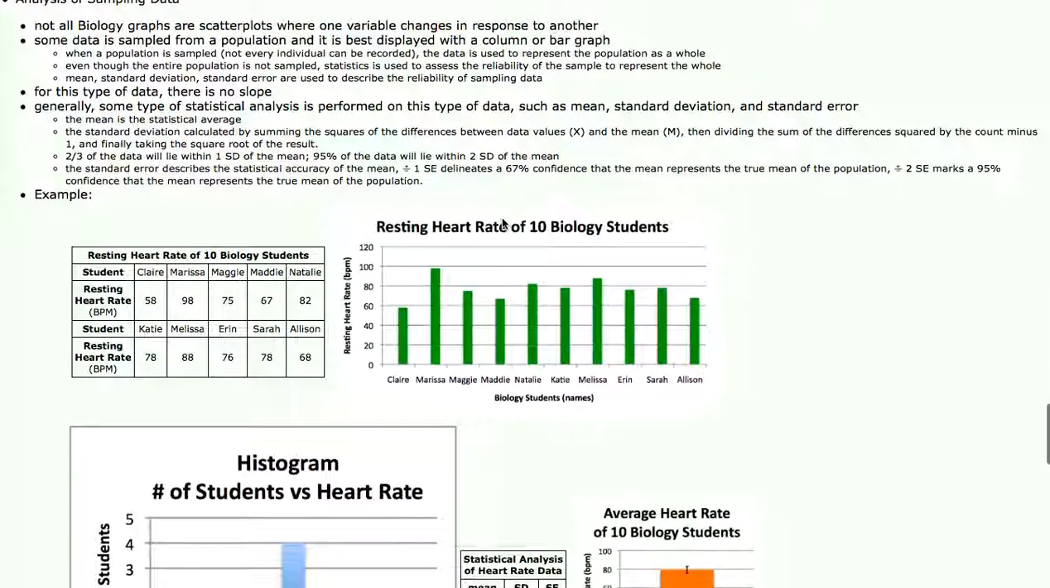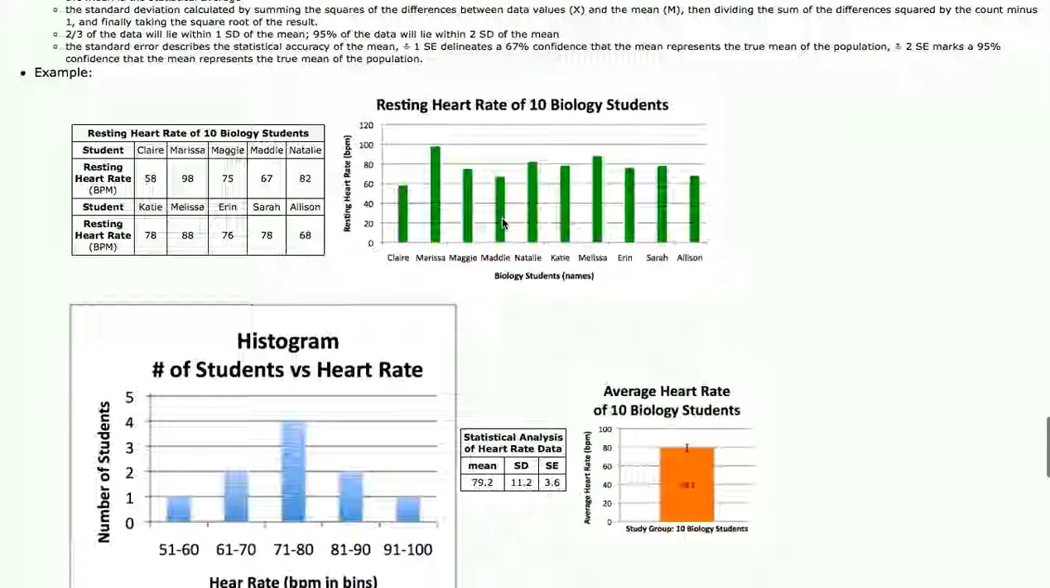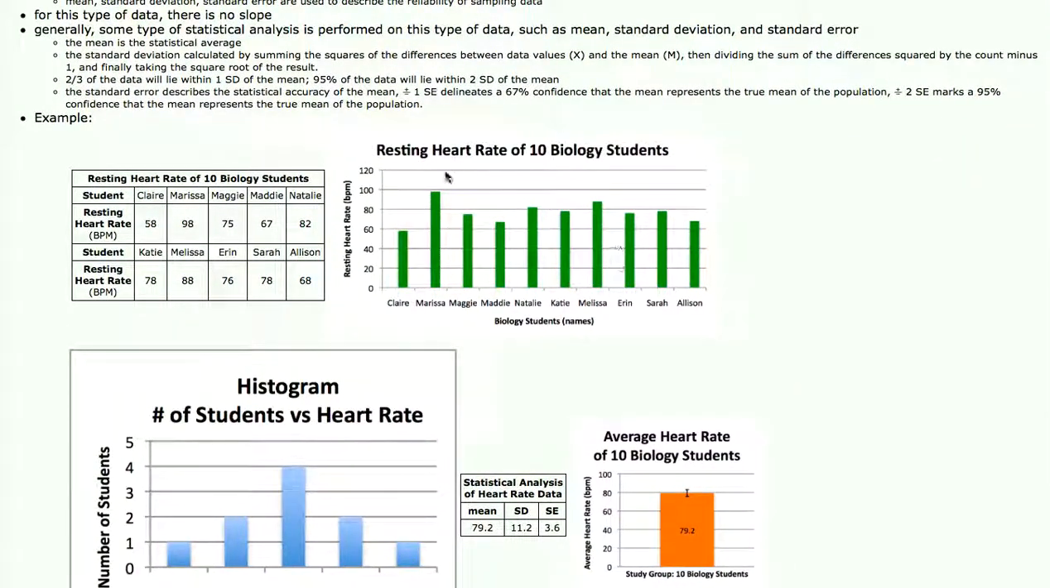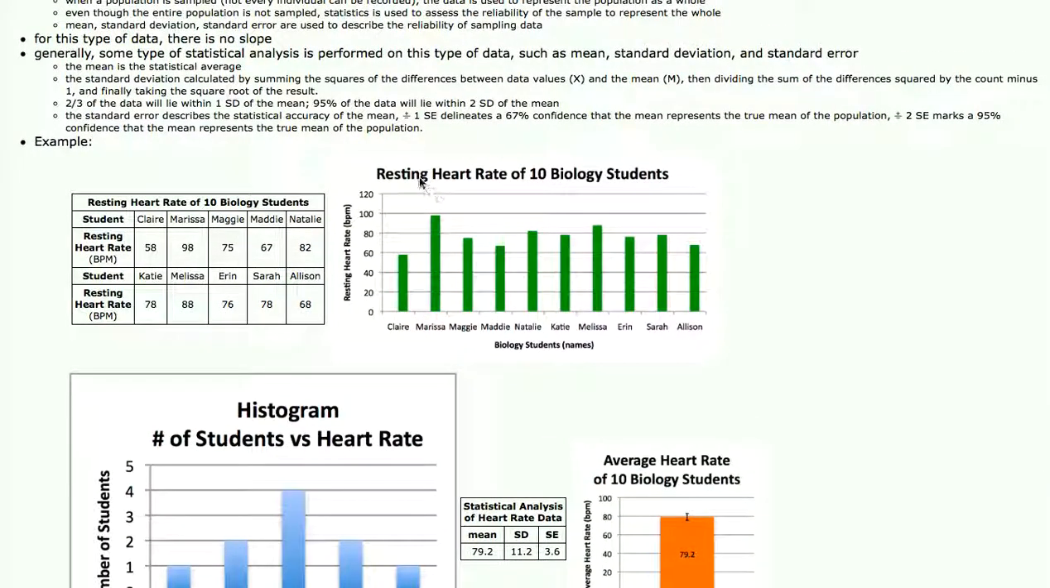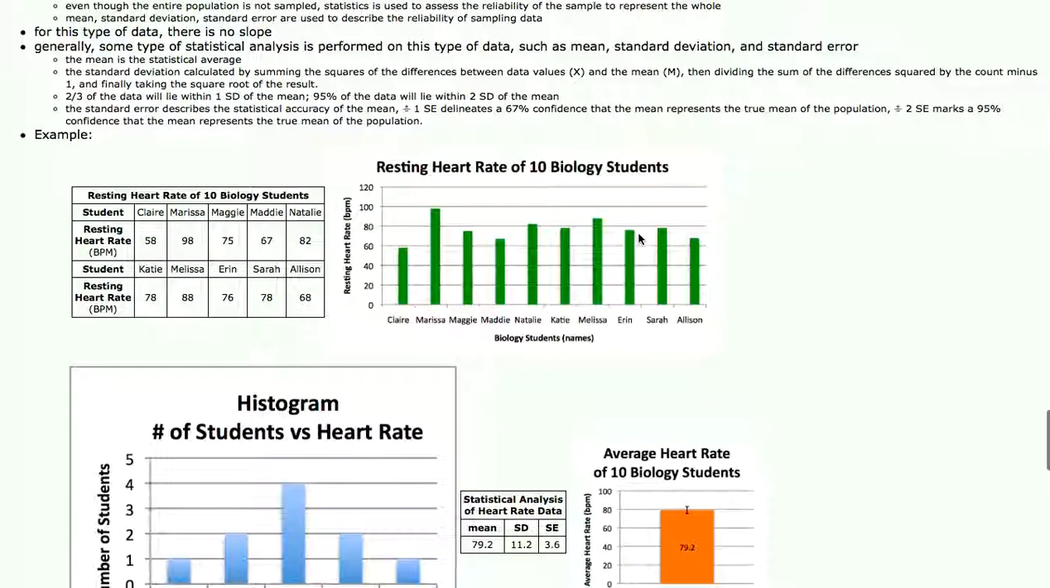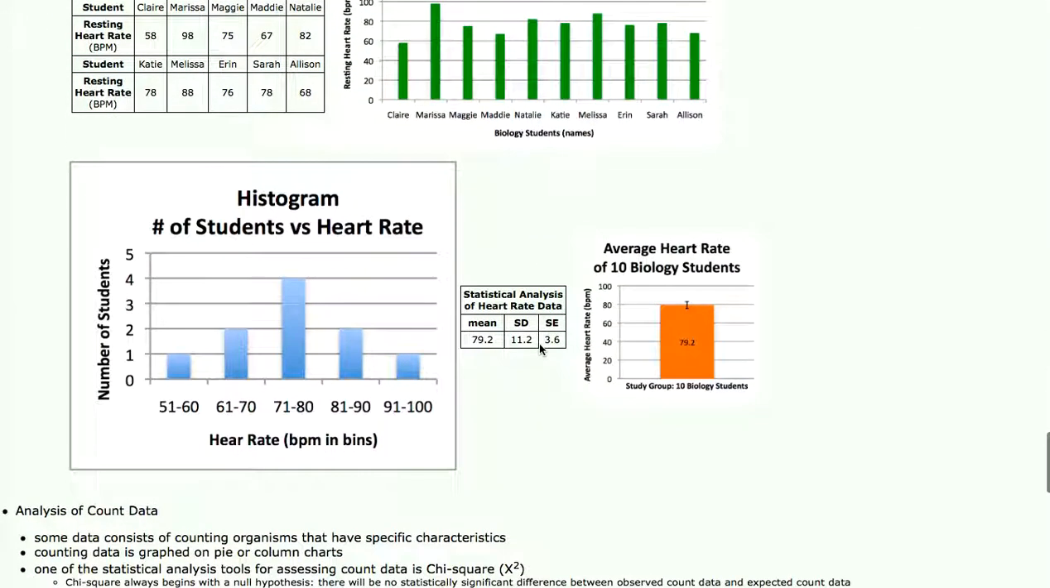Now, there will be times this year where you may have to do some sampling data. And you will see this kind of data, especially towards the end of the year. This is the resting heart rate of 10 biology students that were sampled in a class: Claire, Marissa, Maggie, Maddie, Natalie, Katie. And these are all their heart rates. This is called, in a way, a sampling data set. And in this case, it's heart rates.